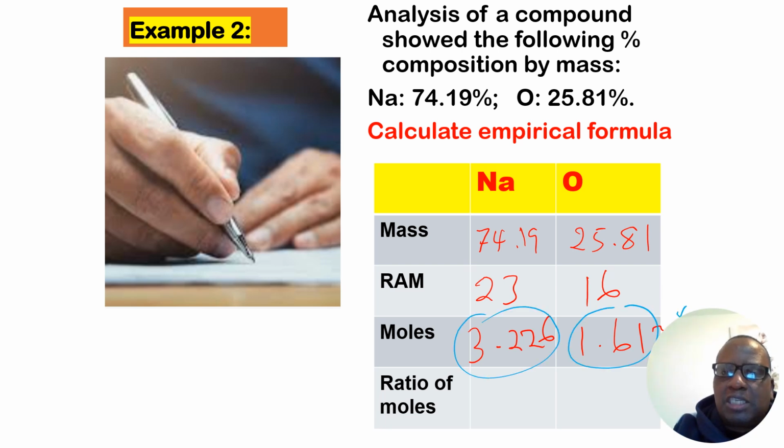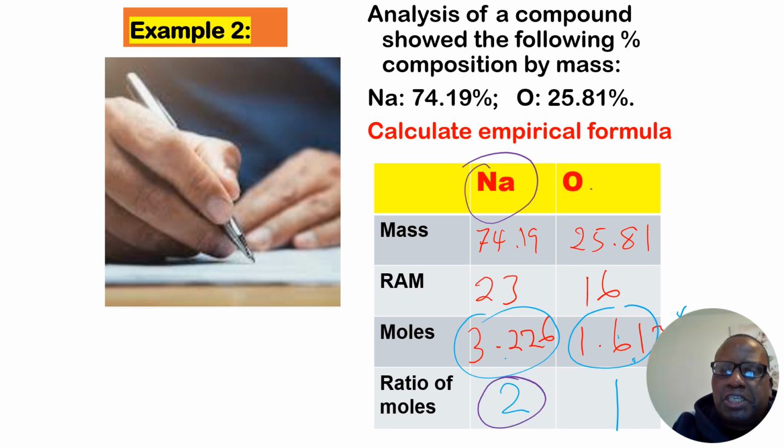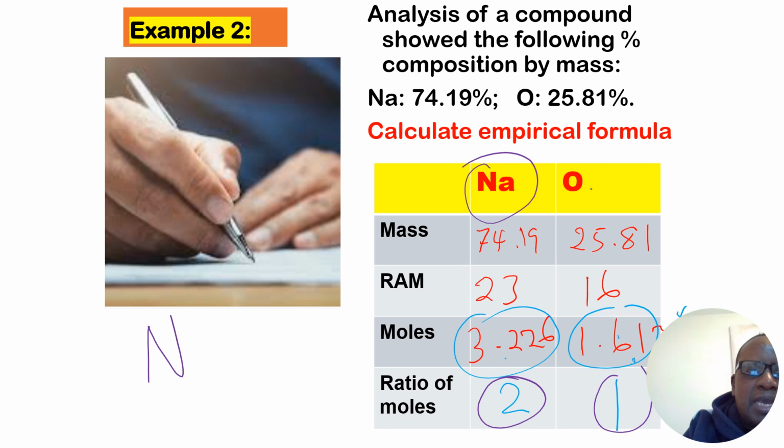The smallest is this one. You divide it by itself, is 1. And then this one divided by the smallest is 2. So you can see now that sodiums, we got 2, and oxygen, we got 1. So our empirical formula is Na2O.